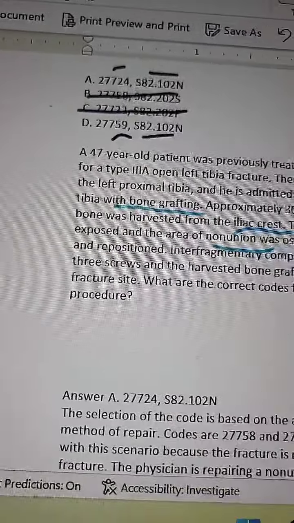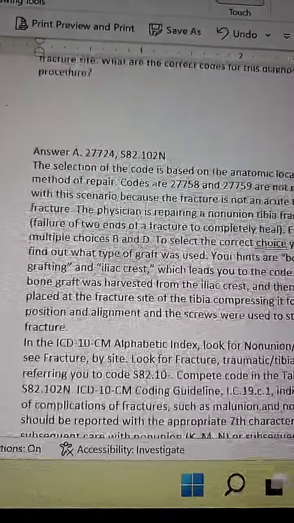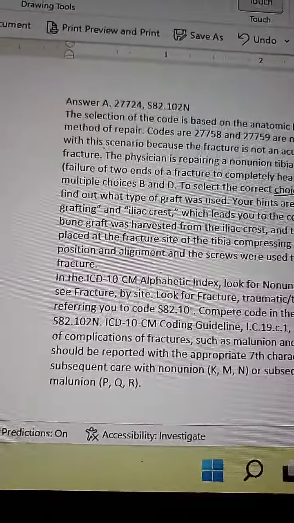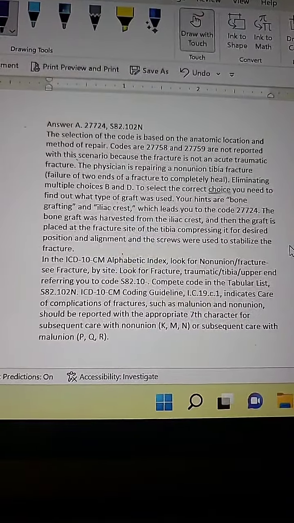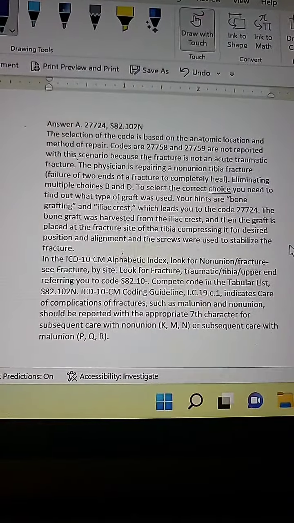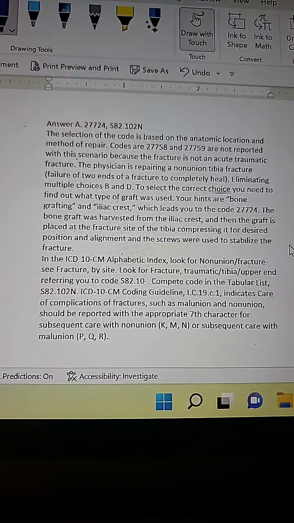Our answer is A. And there is a ton of rationale on this one for you, too. Yep, he had the inward turning of the eye, and he had it fixed.